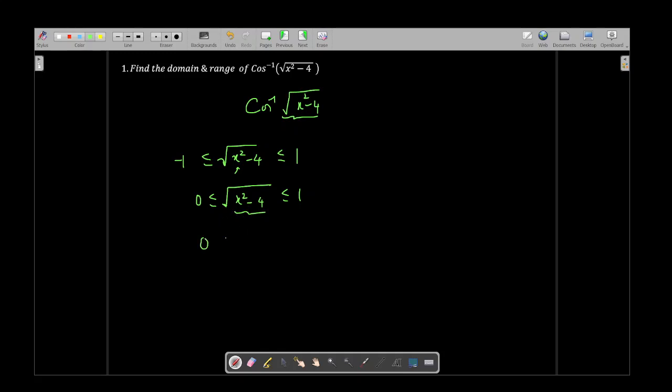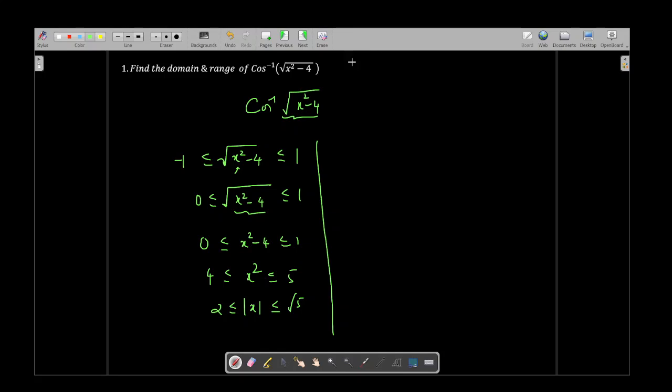So I'll square on both sides. If I square, I get 0 less than or equal to x square minus 4 less than or equal to 1. Now I'll add 4 on both sides. 4 less than or equal to x square, since minus 4 plus 4 will cancel, less than or equal to 1 plus 4, which is 5. Now I take the square root. So this becomes 2 less than or equal to mod x less than or equal to root 5.